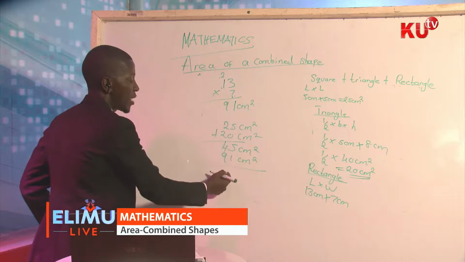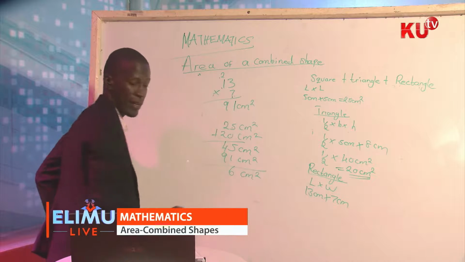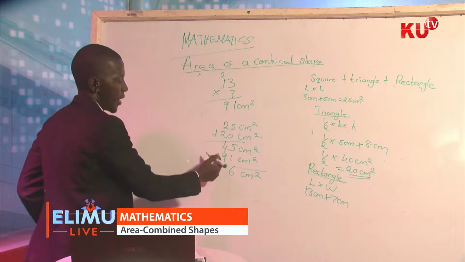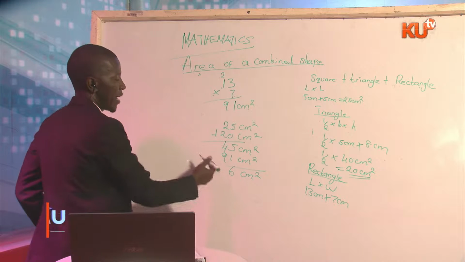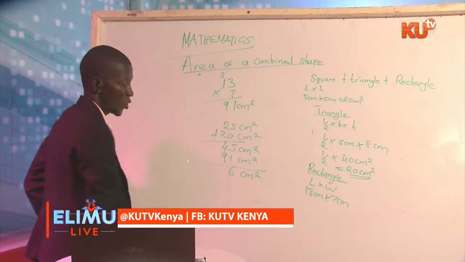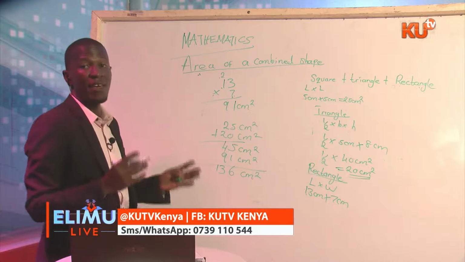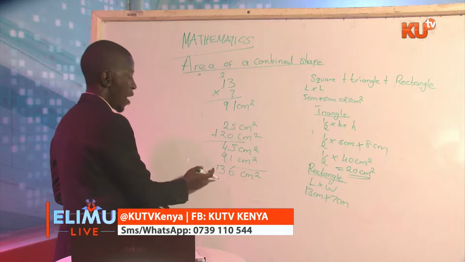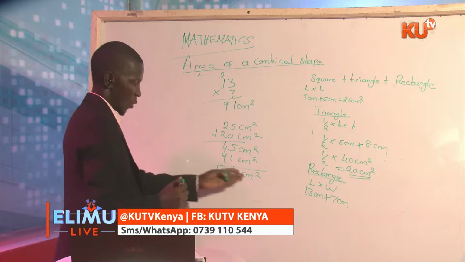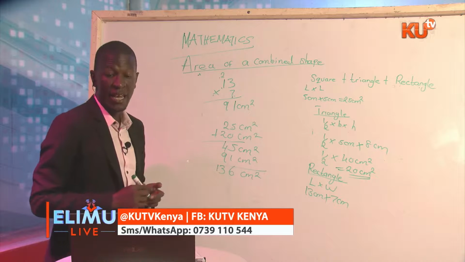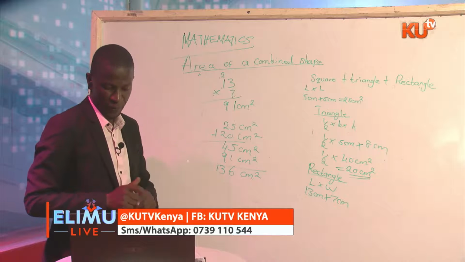5 plus 1 is 6. Remember, this is centimeters squared. 9 plus 4 is equal to what? 9 plus 4 is equal to 13. So I'll get my area as 136 centimeters squared. So that is the area of that combined shape.